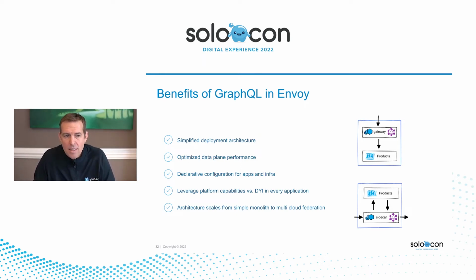A corollary to that is that because we've dropped the extra GraphQL server, we've eliminated a network hop. So not only are you not dealing with that extra network hop, but because the GraphQL filter is implemented natively in Envoy and C++, you get blazing fast performance at the data plane. A really nice additional benefit from a development team standpoint is that because this is programmed just like the rest of your application networking policies via declarative configuration, there's no need to write code.